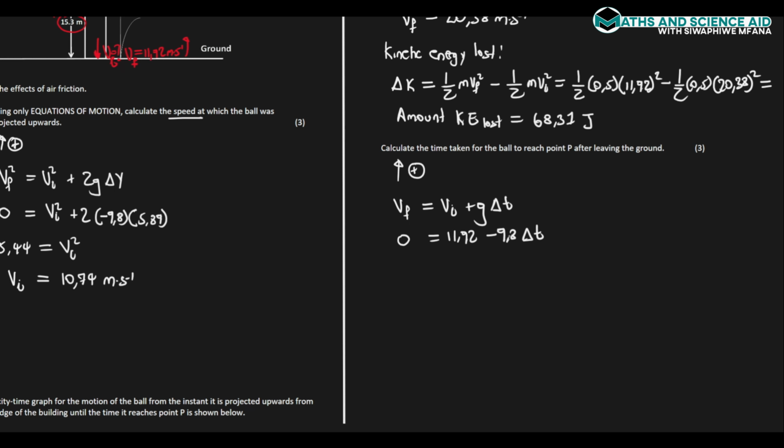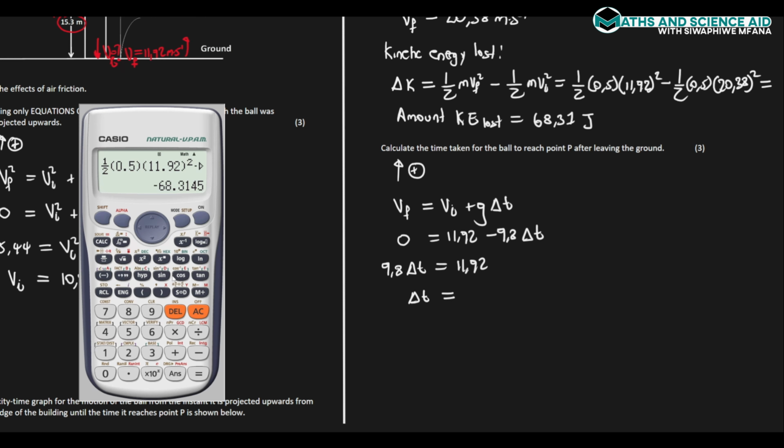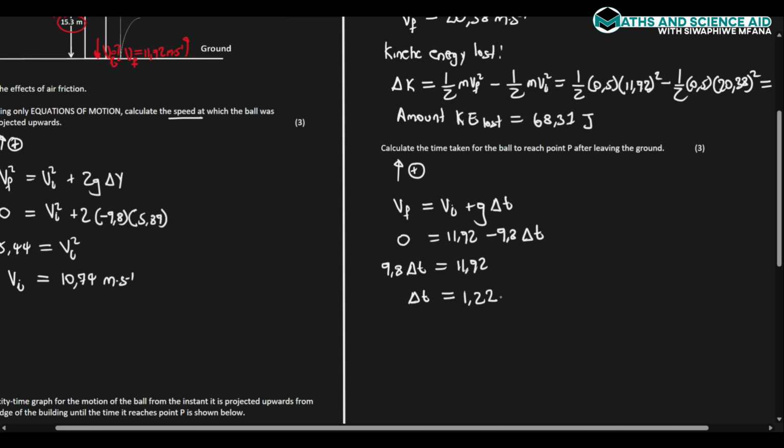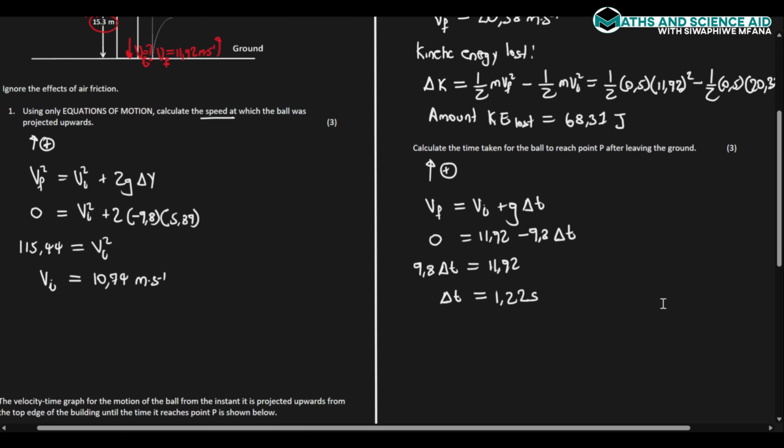So let us transpose this negative 9,8 delta t to the left hand side, and then to work out delta t we simply need to divide by 9,8 on both sides of the equation. So this is 11,92 divided by 9,8, which is equal to 1,22 seconds. Simple like that, we are done with this question.